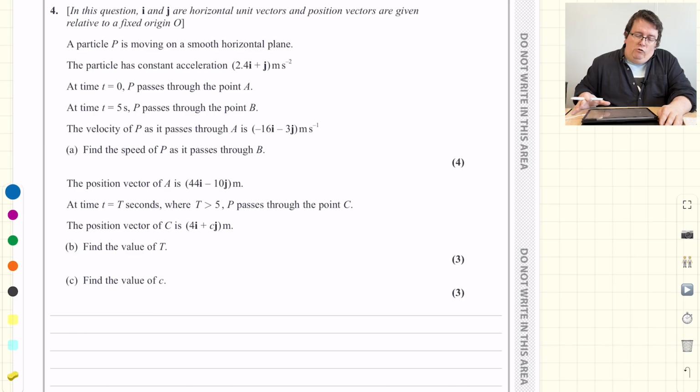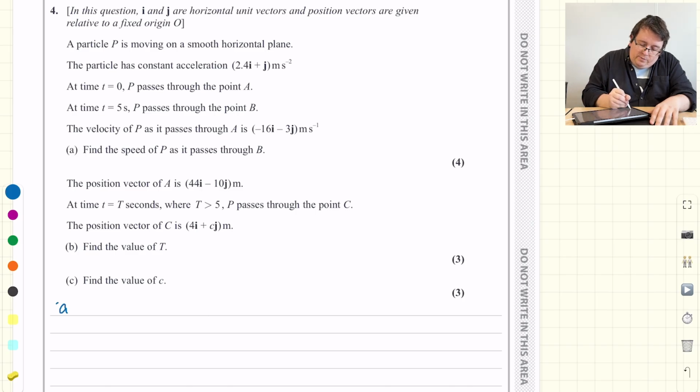So this is question number 4. In this question, i and j are horizontal unit vectors and position vectors are given relative to a fixed origin O. A particle P is moving on a smooth horizontal plane. The particle has constant acceleration (2.4i plus j) meters per second squared. So, suvat. At time t equals 0, P passes through the point A. At time t equals 5 seconds, P passes through the point B. The velocity of P as it passes through A is minus 16i minus 3j meters per second. Part A, find the speed of P as it passes through B.